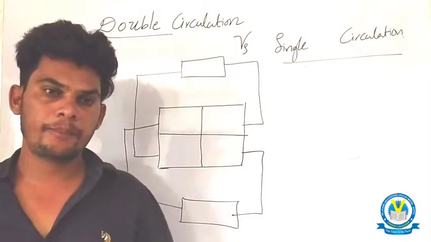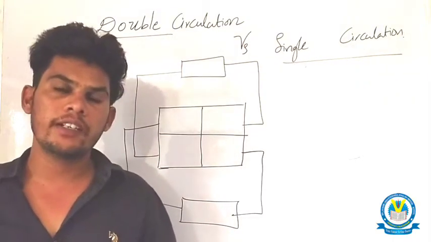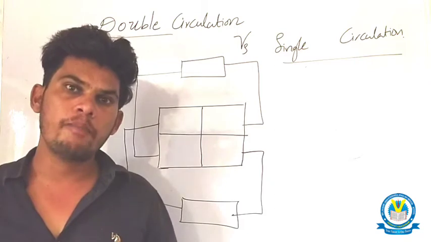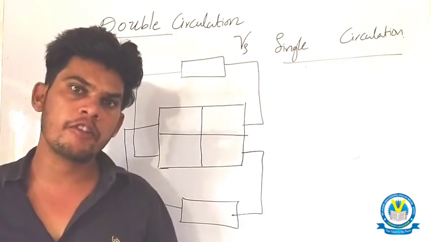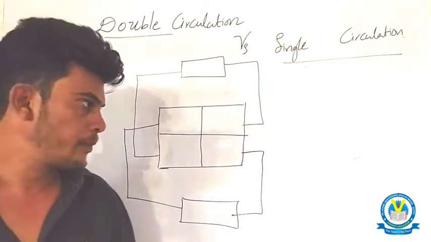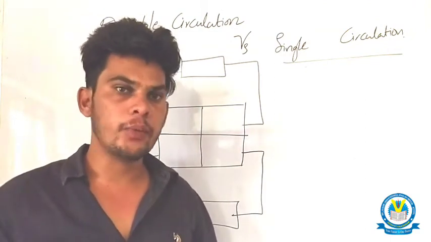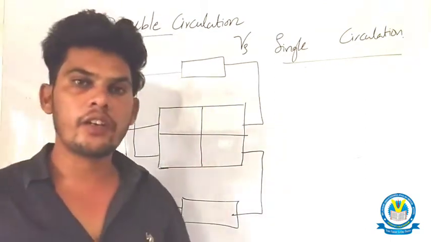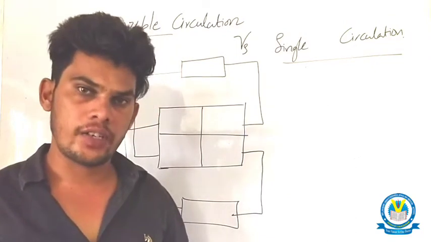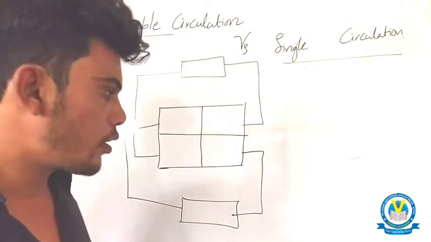Okay, dear students, in the previous video we discussed how blood clots, the coagulation process. In this video we are going to learn about double circulation and single circulation. So what is double circulation?